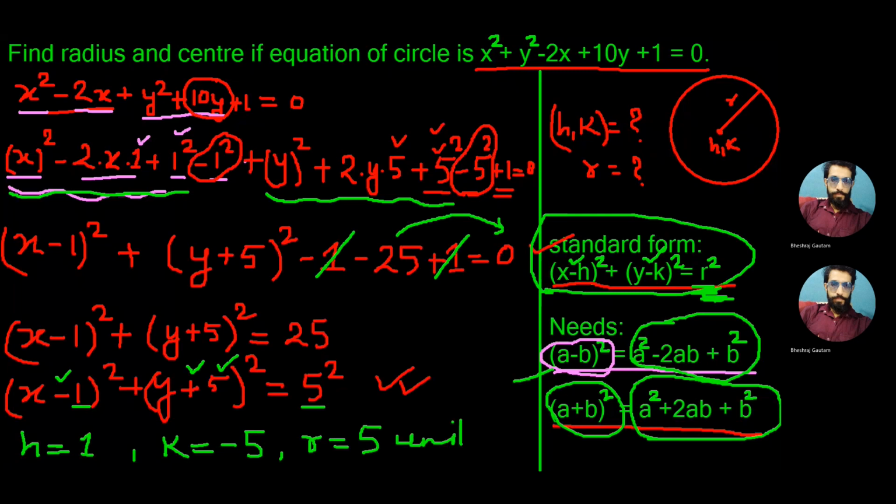So our center is written as h comma k is equal to 1 comma minus 5, and radius is equal to 5 units. With this, our requirement of today's problem is fulfilled.